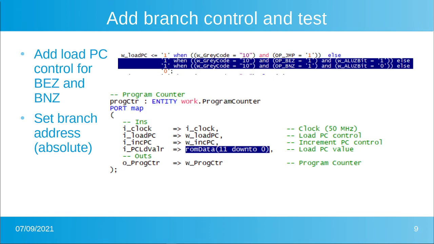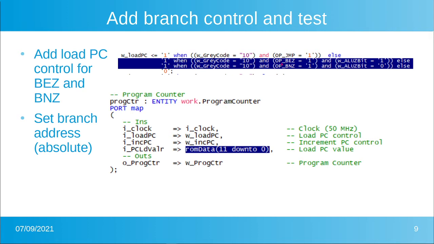So let's see, what do we have to add for branch, and what do we got to do to test it? Let's start with figuring out what we have to add. We already have a load PC when the gray code is 1 if it's a jump. All we have to do is add these two lines, in the same spots for gray code 1, 0, state 2, the final state.